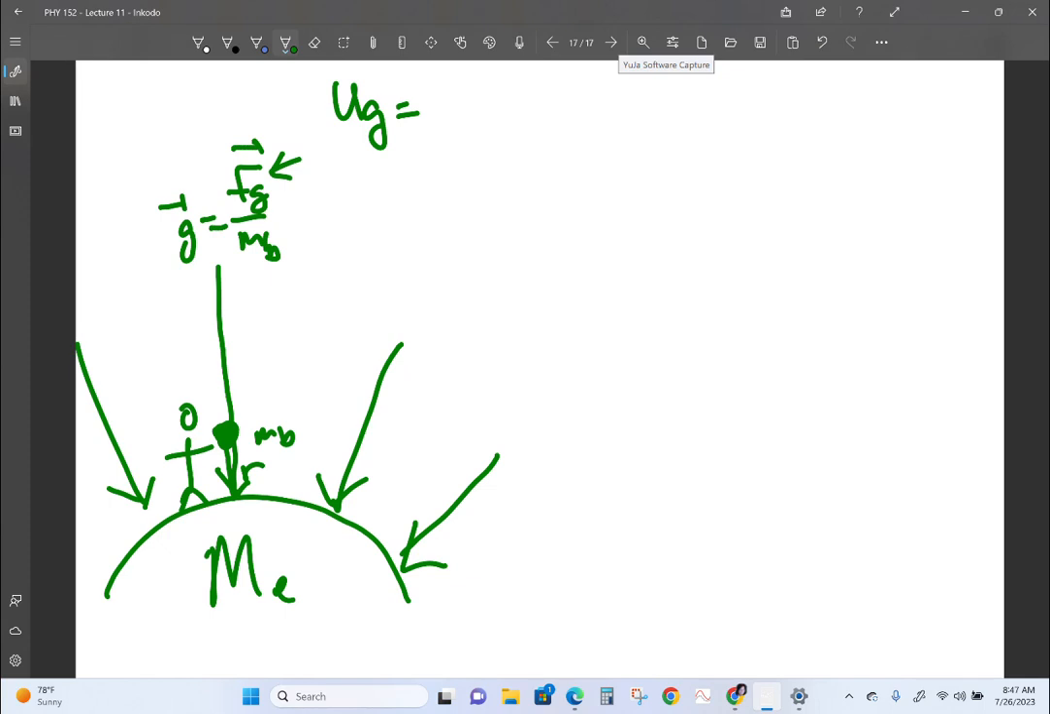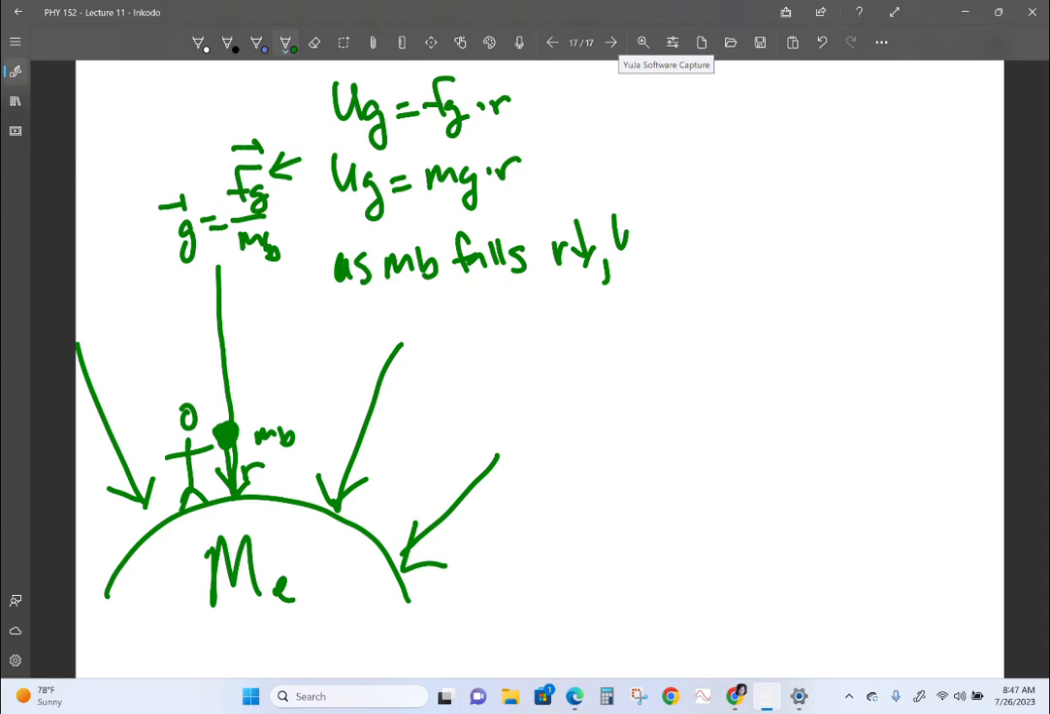The symbol for it is U. And it's equal to the force that's acting on the ball, which is weight, times the distance that it falls, r. If we substitute in the formula for weight, we get mg times r. So as the mass falls, r gets smaller, and that makes U_G get smaller as well because it's a direct relationship. So as it falls, it loses potential energy, but it gains kinetic energy.